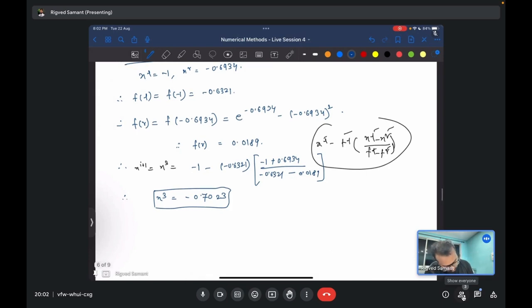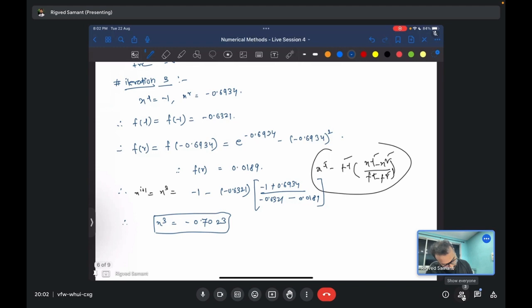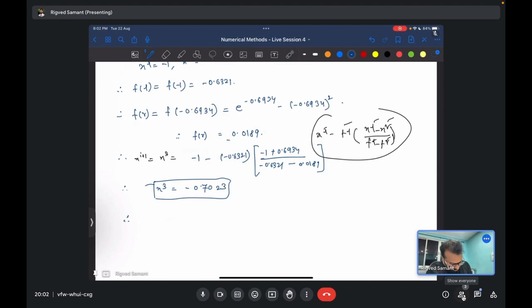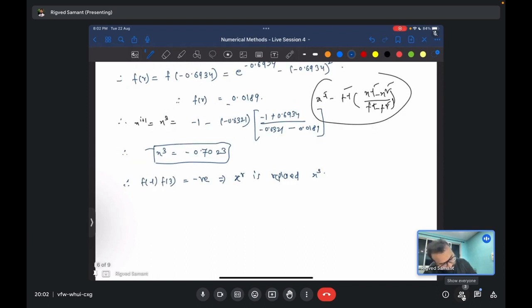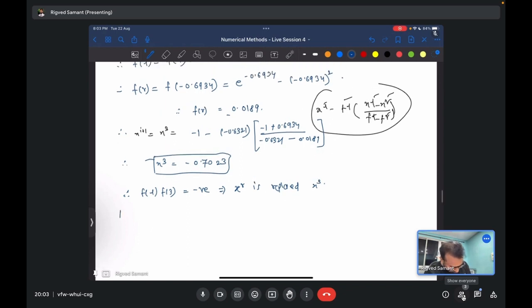So, this x3 and your fL is positive and negative again. Therefore, fL into f3 is going to be negative. Since negative, again in the next iteration, xR is replaced with x3. So can you just see here in this method, because of the nature of the problem, the xL is always being kept fixed.